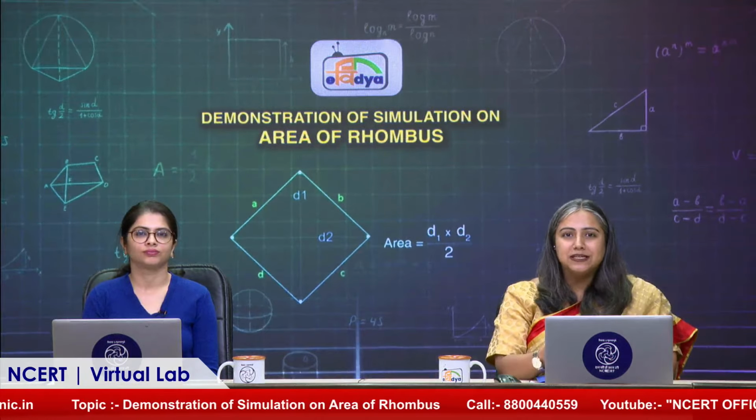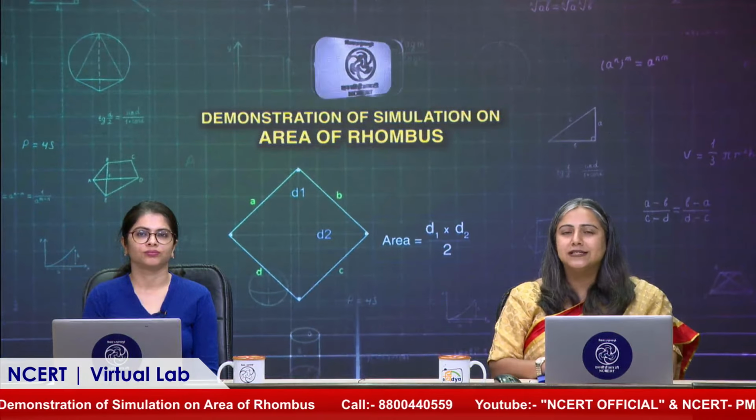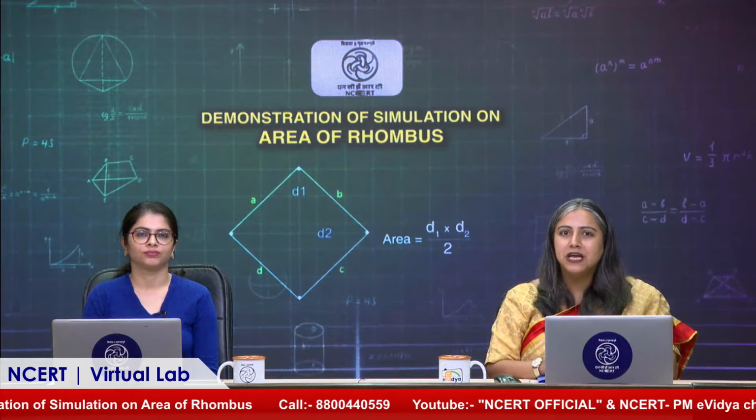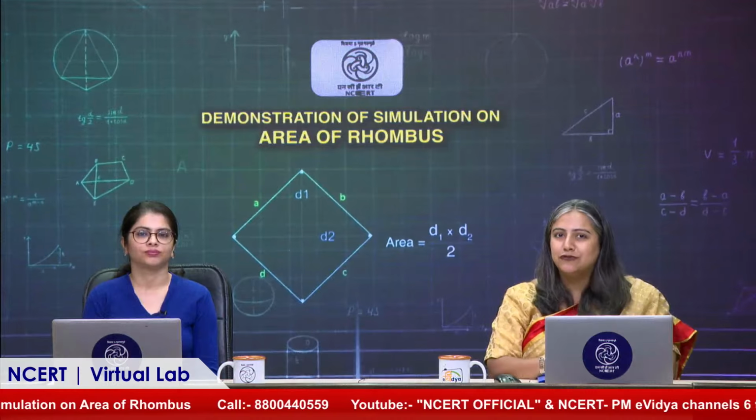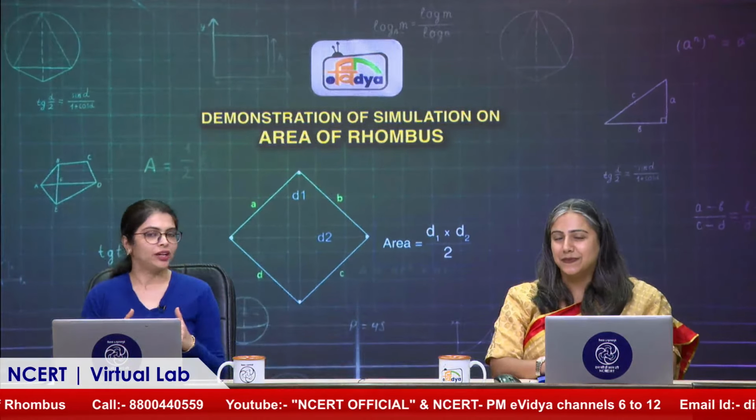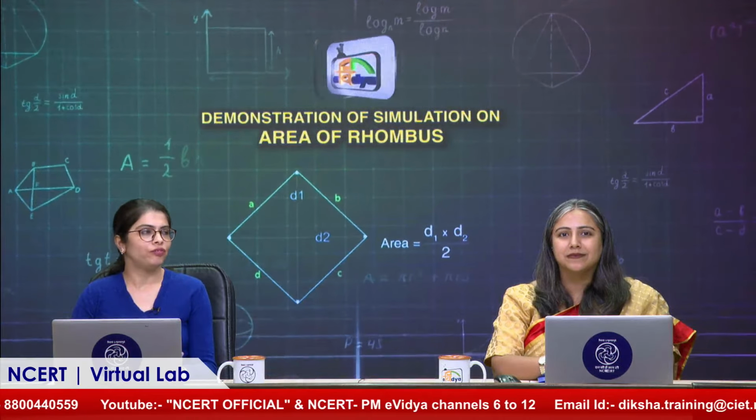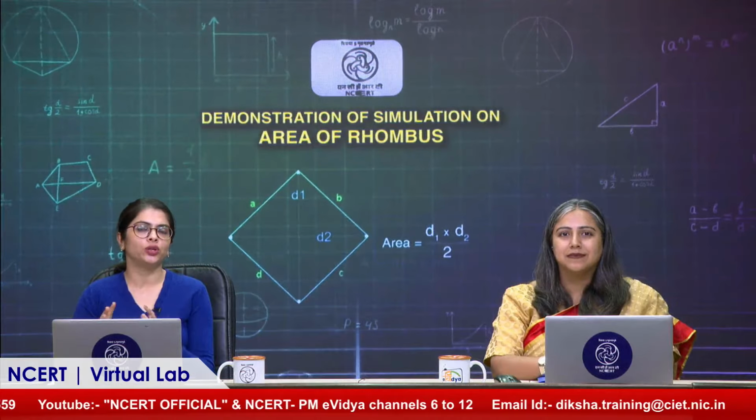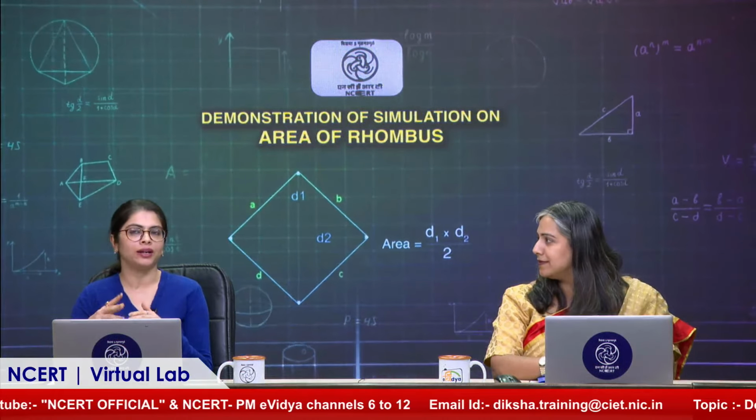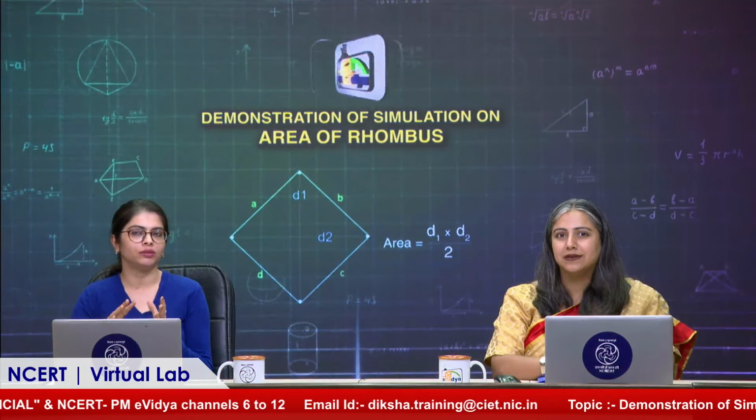So let's begin this conversation without further ado, and let's understand what exactly is the shape of rhombus and what are the features of rhombus. Ma'am. So rhombus is a four-sided shape in which all the four sides are equal, and so it is different from a square. Basically you can say it's a kind of parallelogram, a special type of parallelogram in which all the four sides are equal.